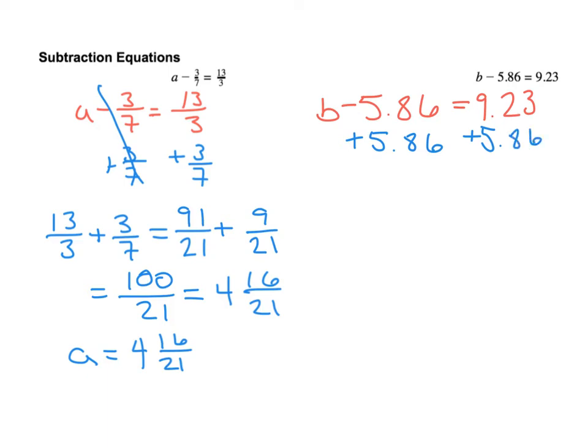Negative 5.86 plus 5.86 is going to give me 0. And now I just need to add 9.23 and 5.86. So 3 and 6 is going to give me 9. 2 and 8 will give me 10. Let's bring over that 1. 1 plus 9 is 10, plus 5 is 15. So B is equivalent to 15.09.